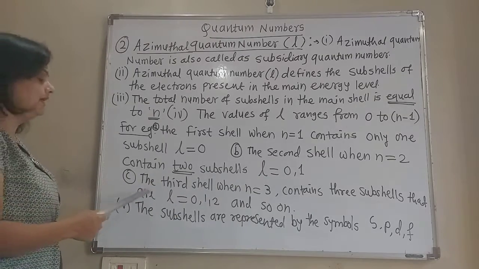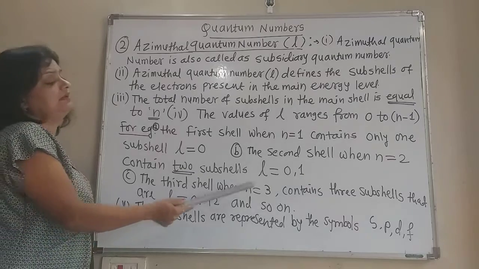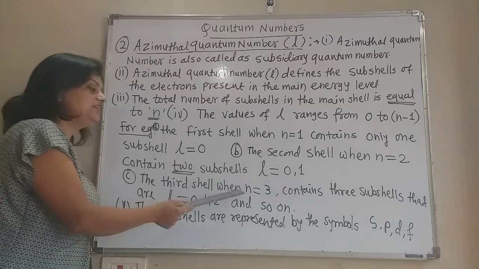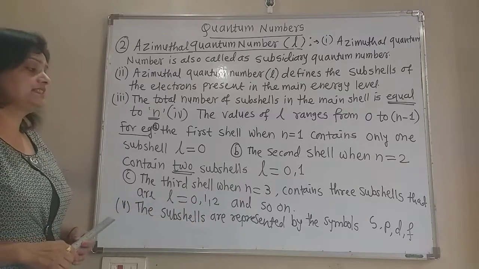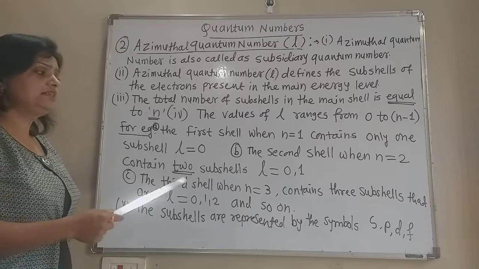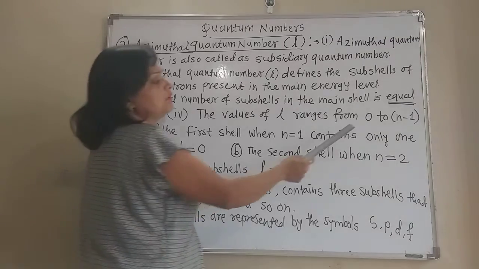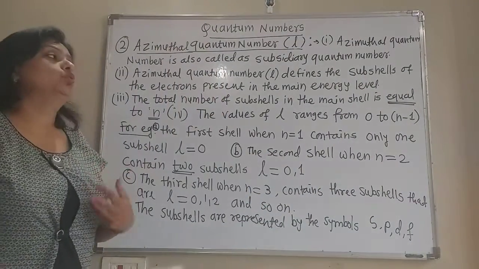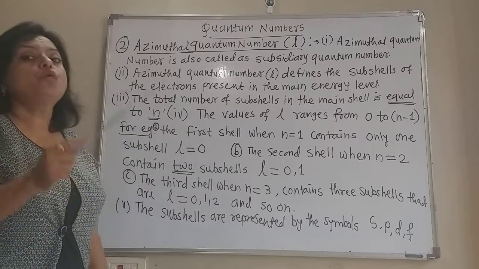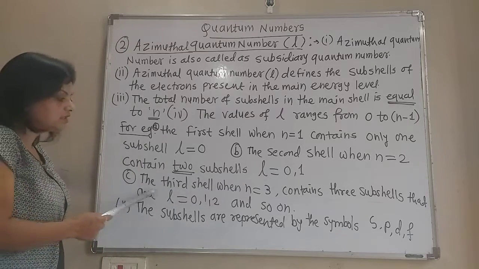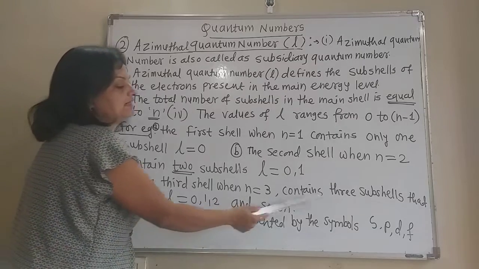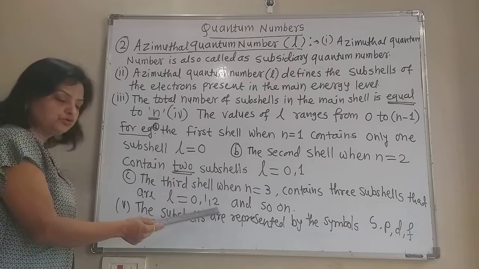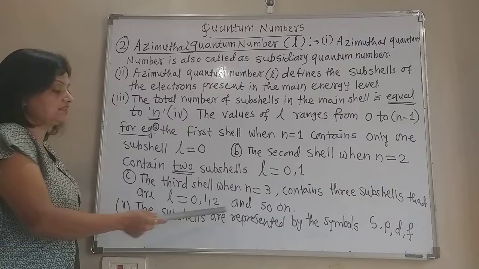Now come to the third energy level. The third main energy level has n is equal to 3. When n is equal to 3, how many subshells are there? It contains 3 subshells, ranging from 0 to 3 minus 1. 3 minus 1 means 2, so 0 to 2 means 0, 1 and 2. So the third shell contains 3 subshells, and their values are l is equal to 0, 1 and 2.